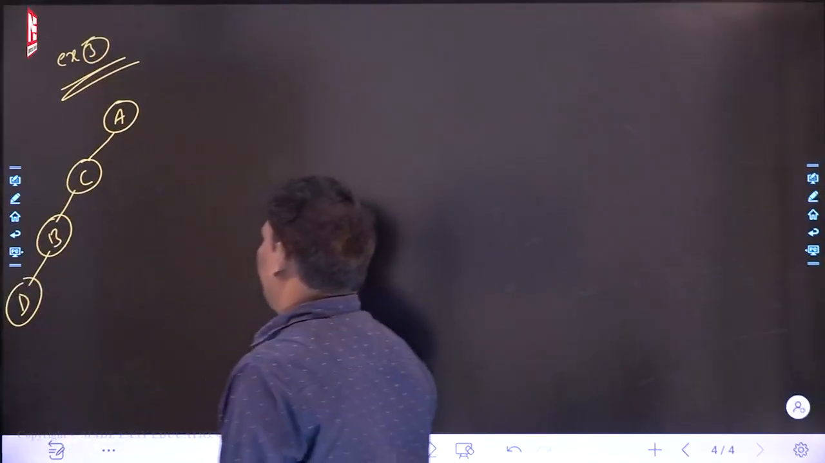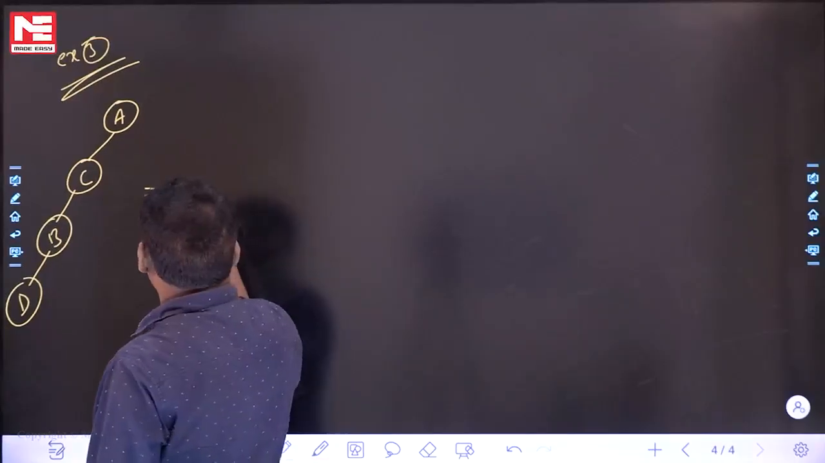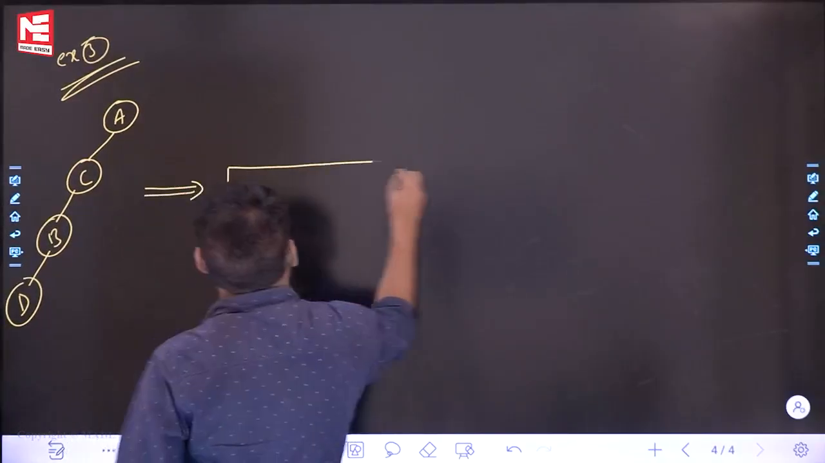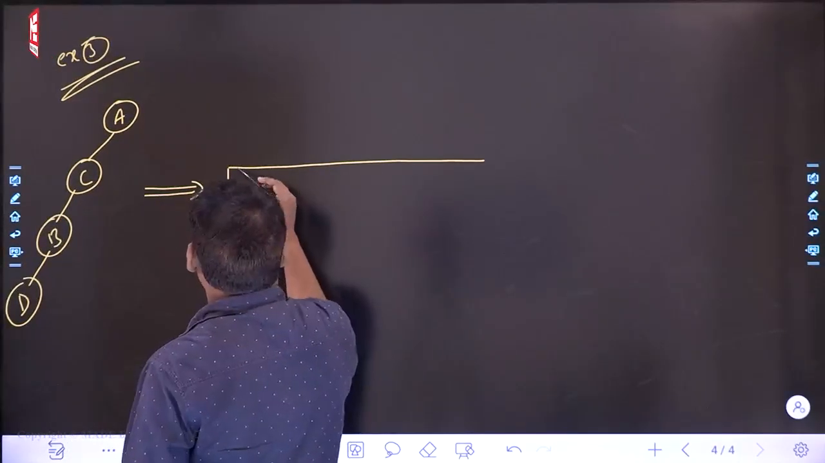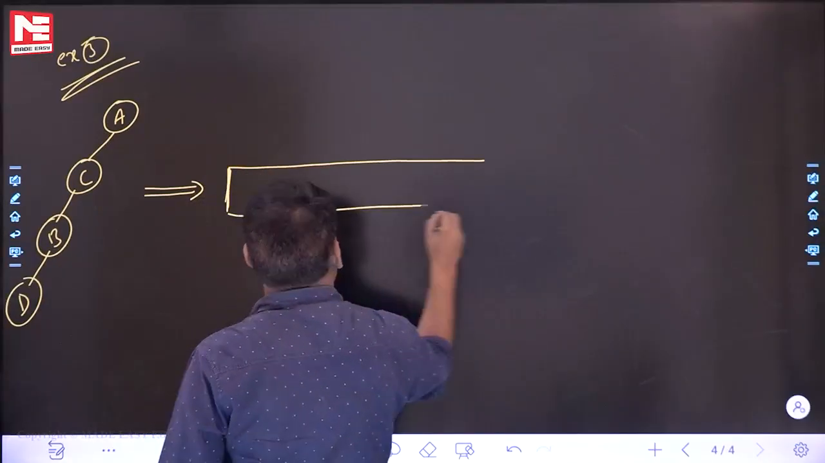So A, C, B, D. This binary tree, if you store in the form of an array, what will be the answer? Please write carefully. What is the story going on here? Representing a binary tree in the form of an array, how? Small mistakes are going on, rectify.